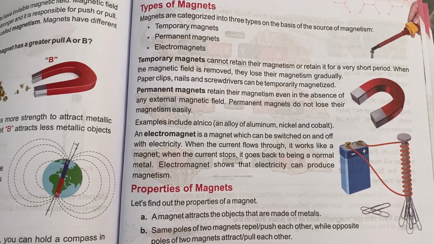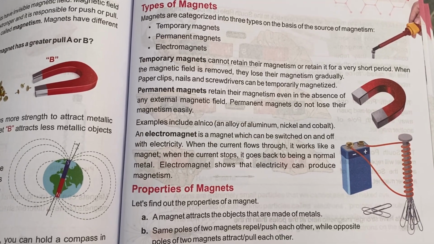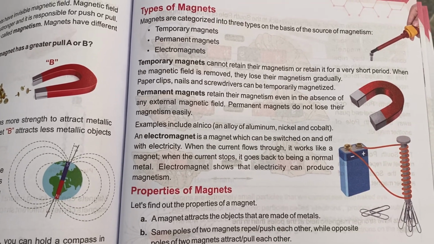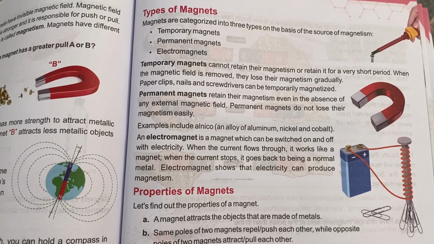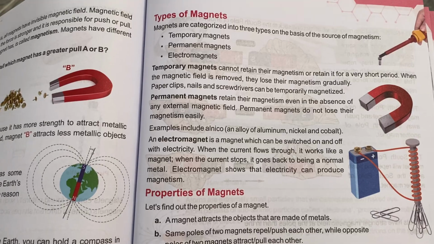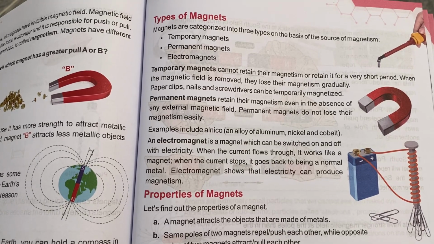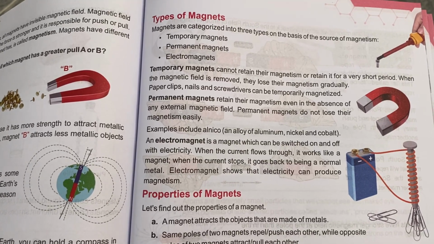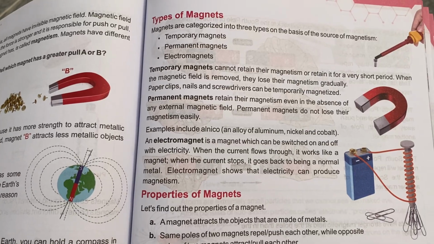When the current flows through, it works like a magnet. When the current stops, it goes back to being normal matter. Electromagnet shows that electricity can produce magnetism.